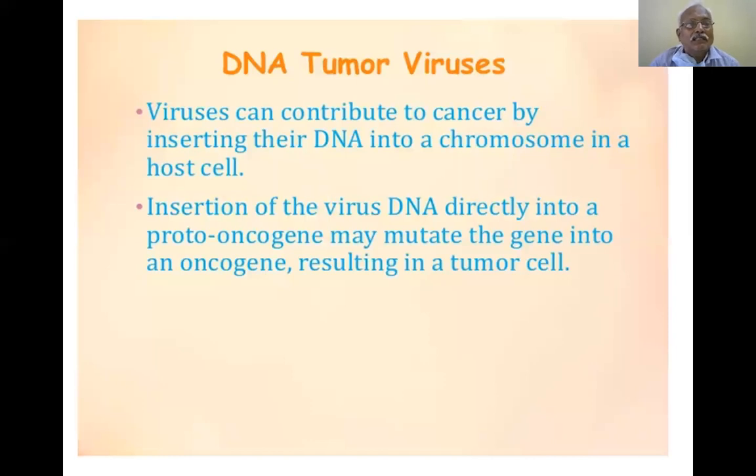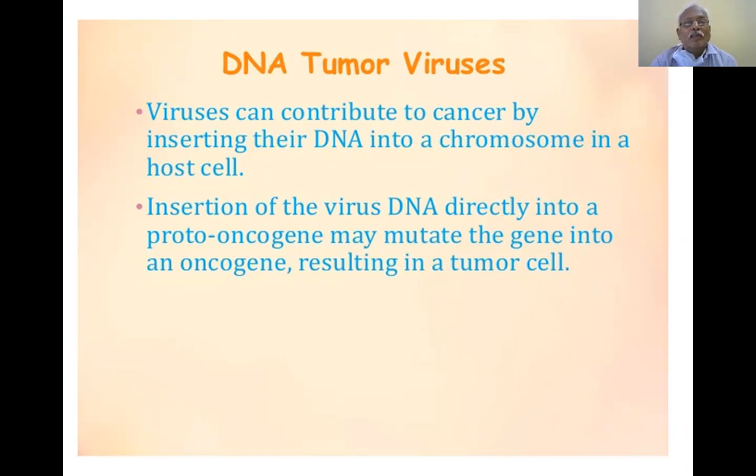So DNA tumor viruses. Viruses can contribute to cancer by inserting their DNA into the chromosome in the host cell. So the insertion of the virus DNA directly into the proto-oncogene will mutate the gene into oncogene. So proto-oncogene is a normal one. It will be conducting the normal activities, not at all dangerous. Just like a small child growing in the house, everybody will be happy with the child. But slowly when the child goes pell-mell by other influences, it will convert into an oncogene, so resulting in a tumor cell.